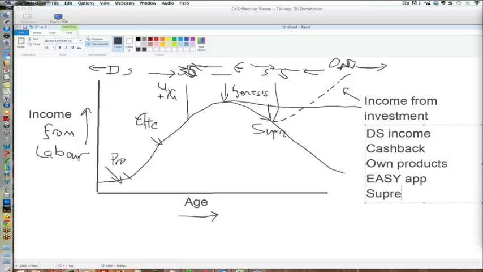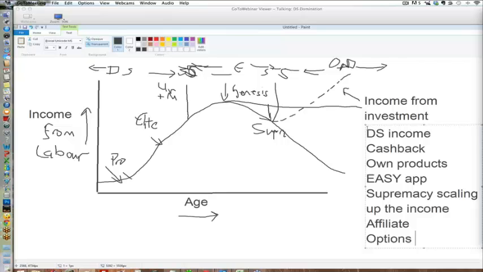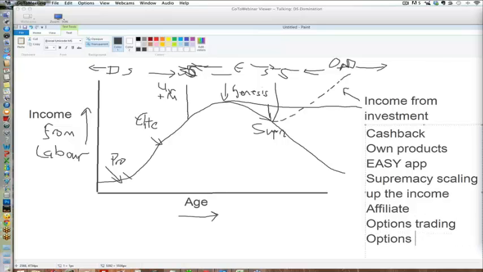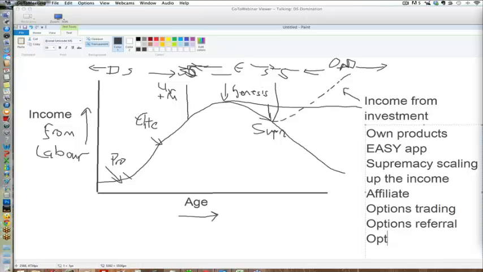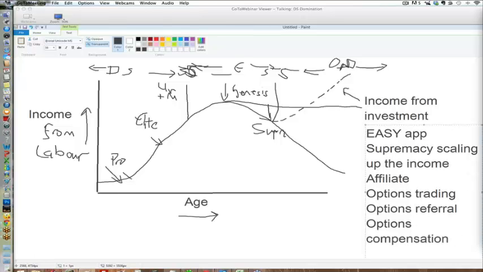Then you have your Supremacy, basically scaling up your income. Then you have your affiliate income in DS Domination. Then you have your options trading income. You have your options referral income if you try to recruit, and then you have your options compensation plan income, which you're going to make even if you don't recruit anybody.